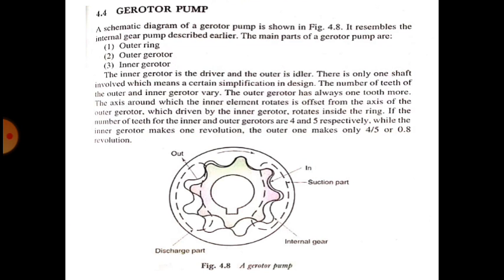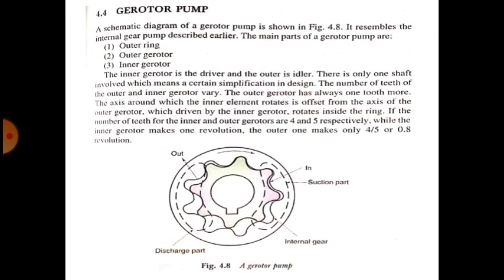Gerotor pump. Here also there is a gear rotor, casing, gerotor element, inlet port and discharge port. One of the most common types of internal gear pump is the gerotor pump.